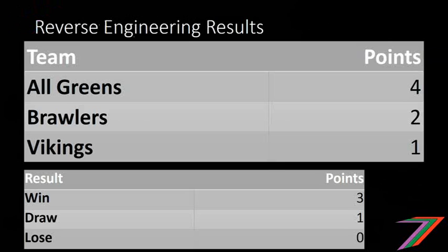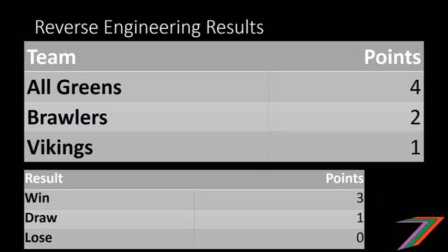So here we have an example of the type of puzzle that you'll be looking at in these videos. This is a very basic puzzle, and we've got three sports teams here in a tournament, sort of a round robin tournament. So each team plays the other teams once. So for example, All Greens would play the Brawlers once and the Vikings once. So there isn't any home and away.